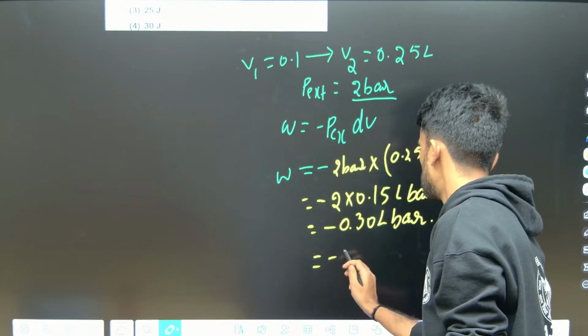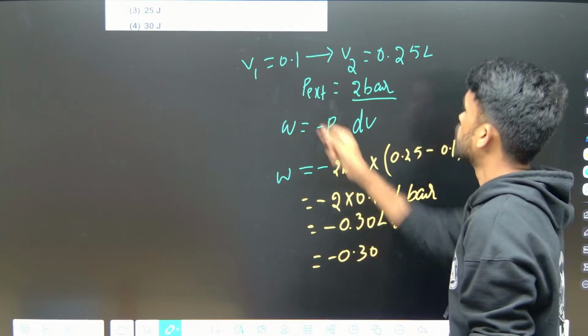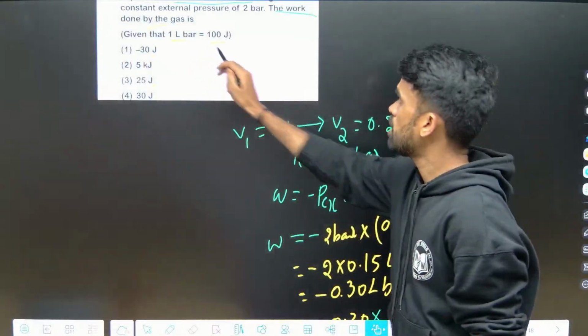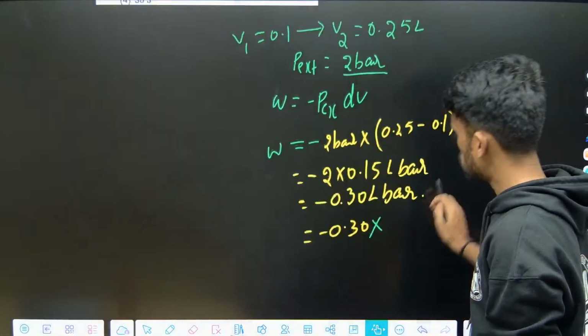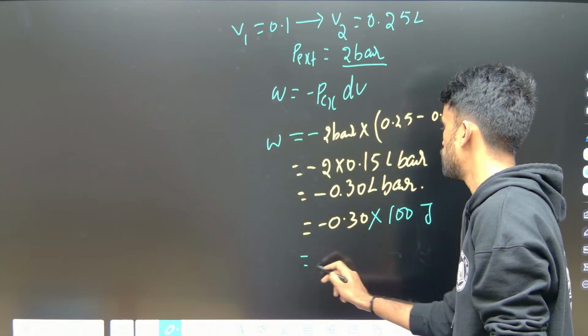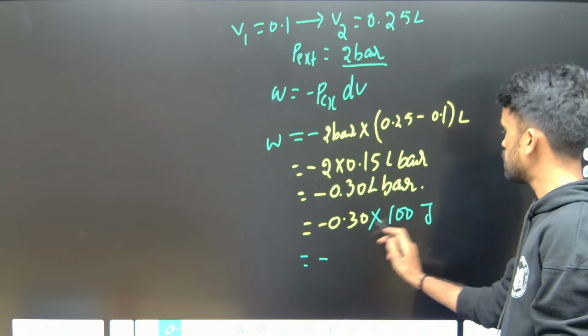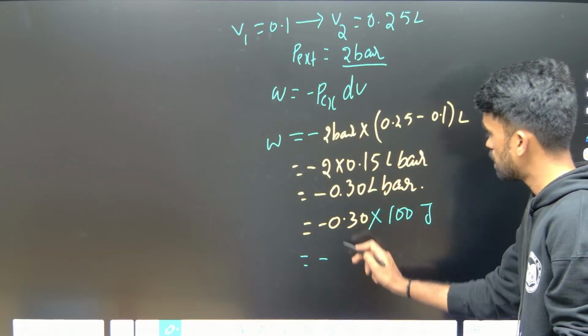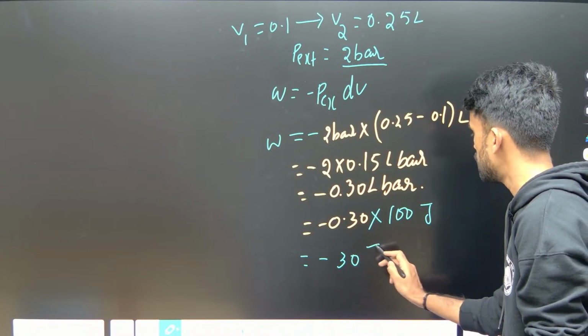So I am replacing this liter bar with joules. What they mentioned, see here, 1 liter bar is 100 joules. They have only given that, so you can take that value. So 100 joules. So what it will be giving, minus 30, see, 2 zeros are there, after the decimal 2 numbers are there, so we can remove that and we can write minus 30 joules.